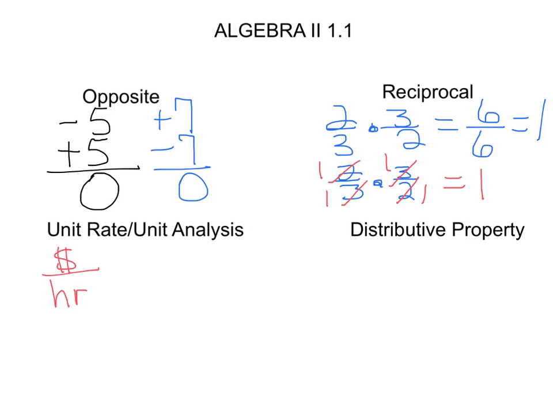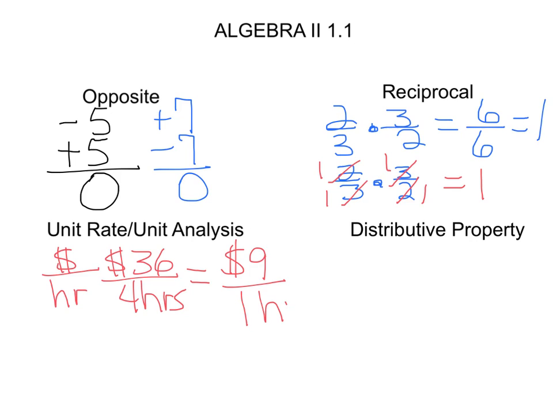So if they tell you that they made $36 in 4 hours, that's great, but again, that's not how our common vocabulary works. So we are going to reduce this. We'll go into both 36 and 4. What is the greatest common factor? Well, 4 is. 4 into 36 is 9, and 4 into 4 gives you 1. Now we have a unit rate. So that person can say, I was making $9 per hour.